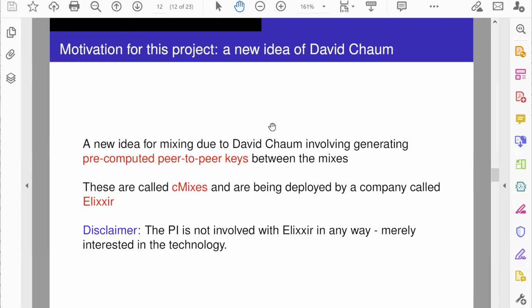So what motivated us to get into this project was a new idea, again due to David Chaum, which is a way of speeding up this mixing process by pre-computation. The mixing process is kind of slow because most of the deployed systems currently use the public key infrastructure. But Chaum's idea, which he's commercializing now in a company called Elixir, which I should say I've got nothing to do with, as a disclaimer, just interested in this idea, is to use pre-computed peer-to-peer keys to make mixing more scalable and to bring it down to a level where it can be used by low-power devices and so on.